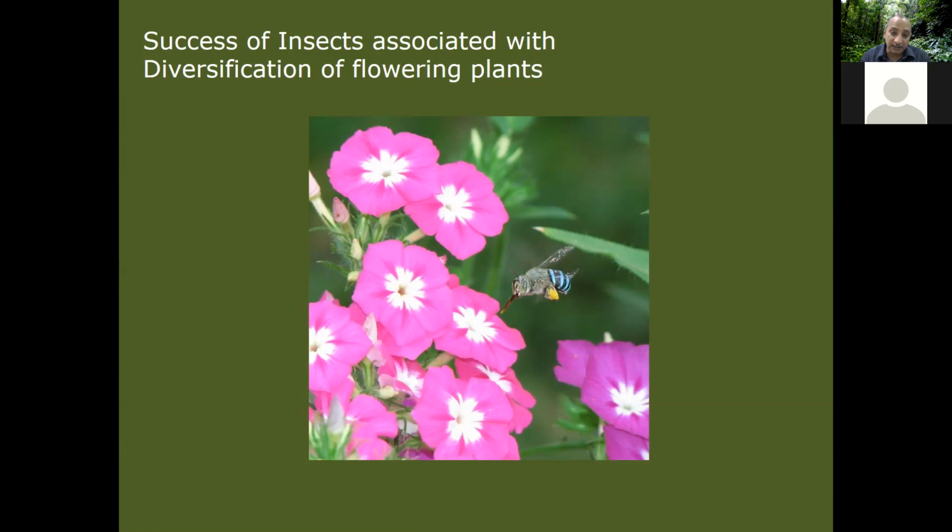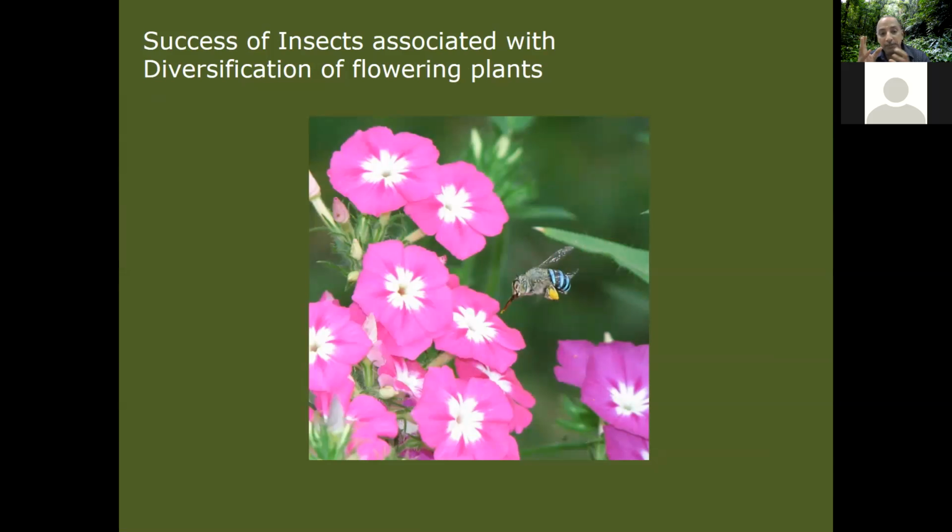So similarly, insects also developed several physiological mechanisms to overcome these many chemicals, several types of phenols, terpenols, and alkaloids. Similarly, plants also developed several morphological features, and insects also developed several morphological features. So there was an evolutionary arms race. So both the flowering plants and insects started evolving together. At one point of time, they developed mutualism.